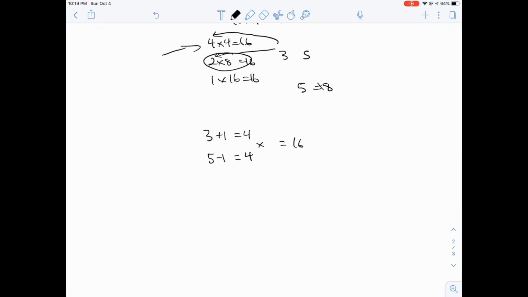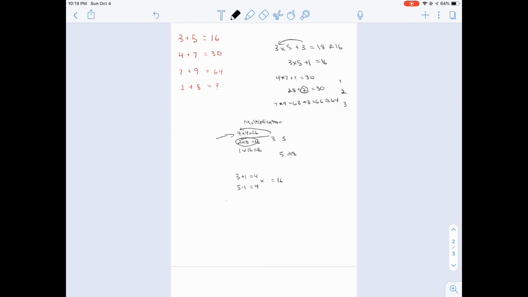So for the second one, we see 4 and 7 is 30. So like the first one, we'll take the first digit, add 1, and then multiply that by the second digit subtracted by 1. So we get 5 times 6, which ends up being 30. So now let's use this pattern to check the last one. 7 and 9 is 64. So we add 1 to the first digit, 7 plus 1, multiplied by 9 minus 1, the second digit. So we get 8 times 8 is 64, which equals out. So now we know that this pattern is correct.